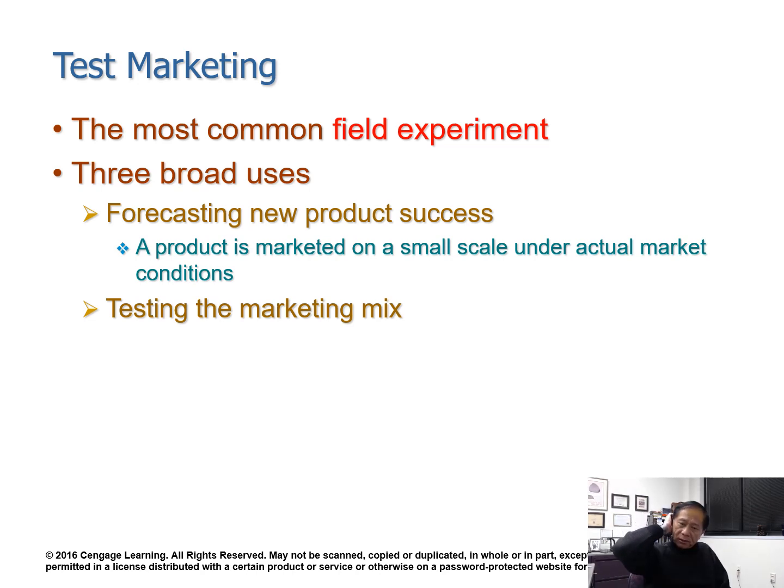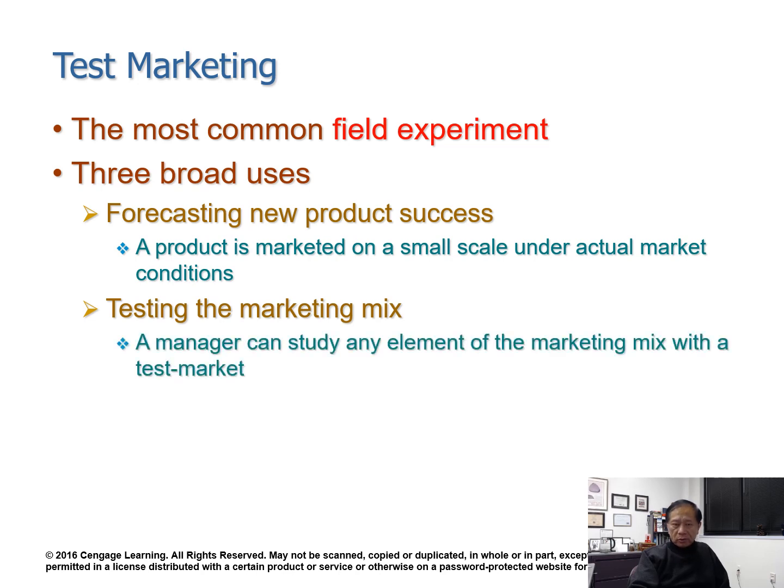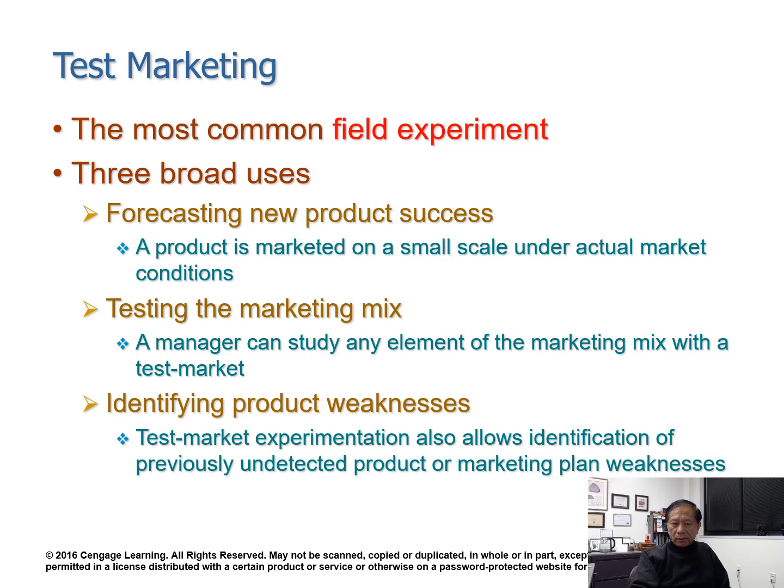Testing the marketing mix. What is the marketing mix? 4 Ps. Right? You can test if your marketing mix variable is good. A manager can study an element of the marketing mix with the test market, either price, product, promotion, or place. Identifying product weaknesses. The weakness in the product can be identified through a field experiment or test market. Okay? Also allows identification of previously undetected product or marketing plan problems. Okay?